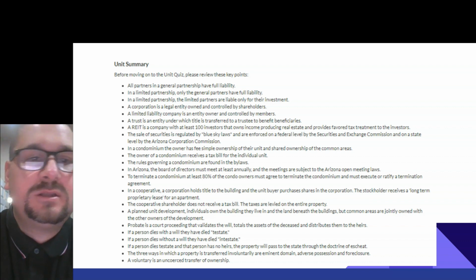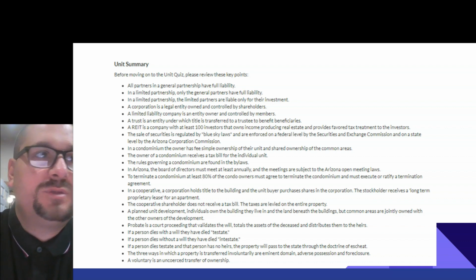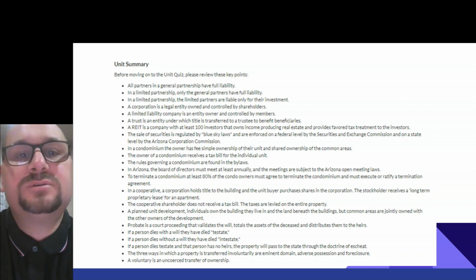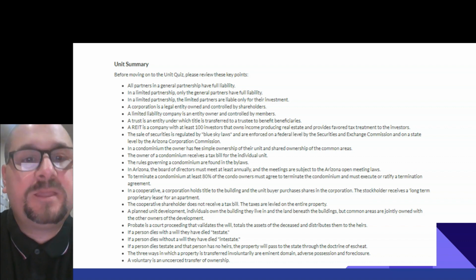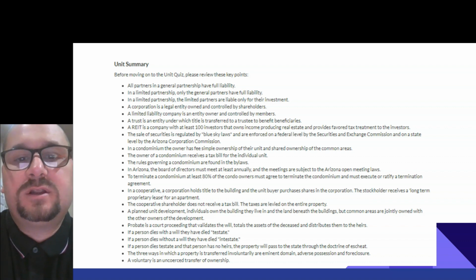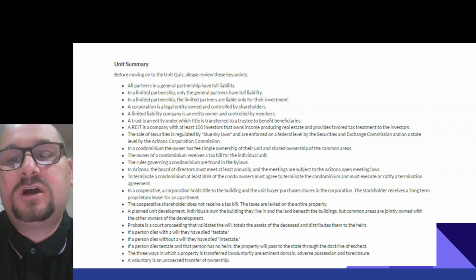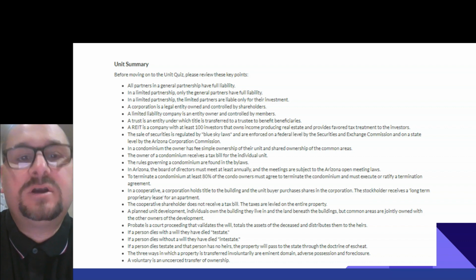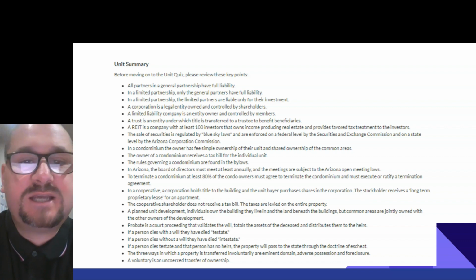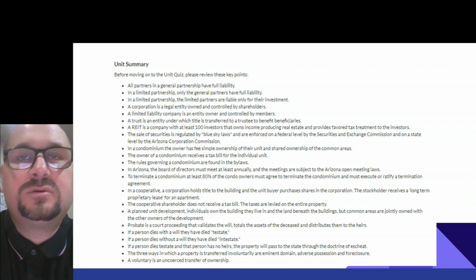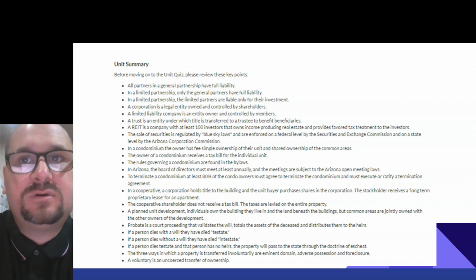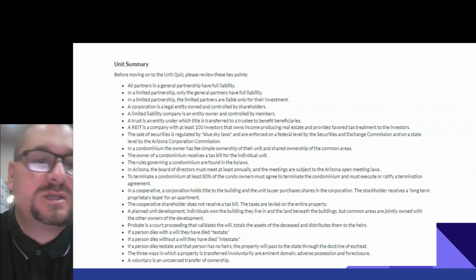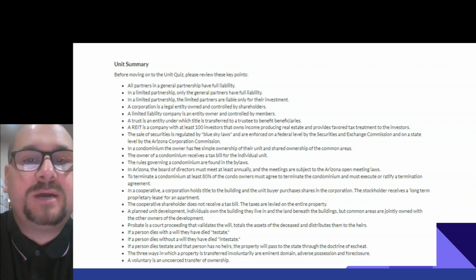In a condominium, the owner has fee simple ownership. We talked about fee simple absolute being the highest level of ownership. So the owner has fee simple ownership of their unit and shared ownership of the common areas. The owner of a condominium receives a tax bill for that individual unit. The rules governing a condominium are found in the bylaws.